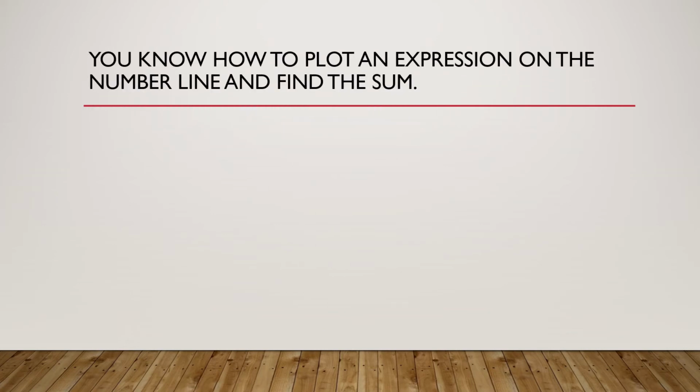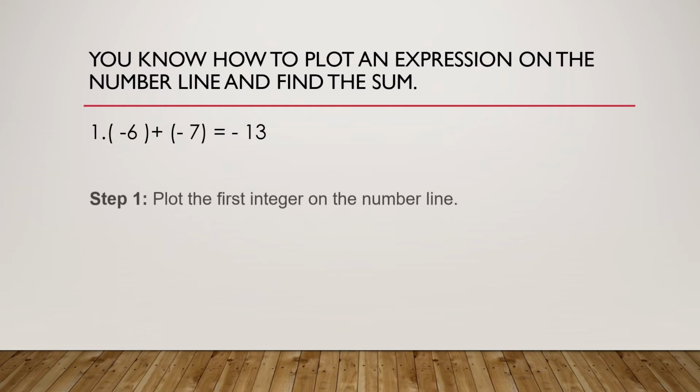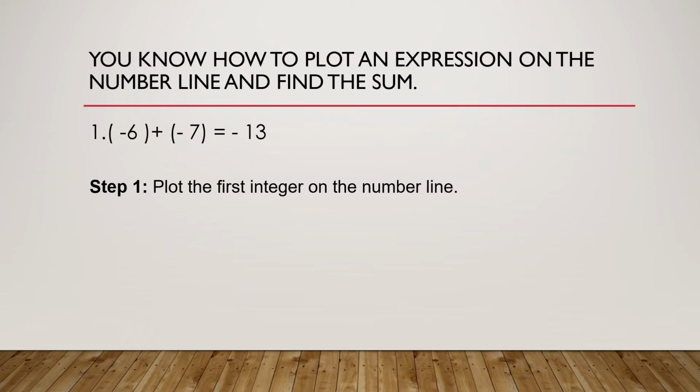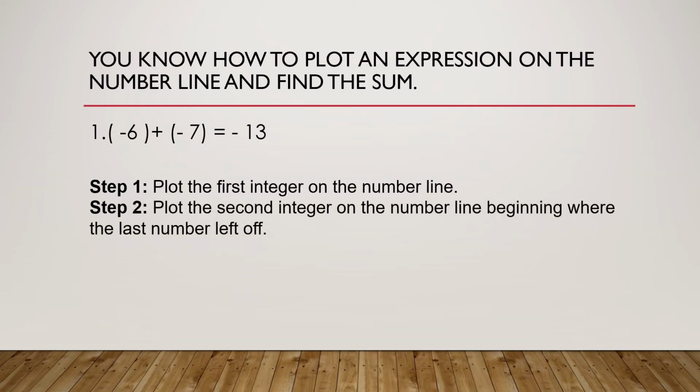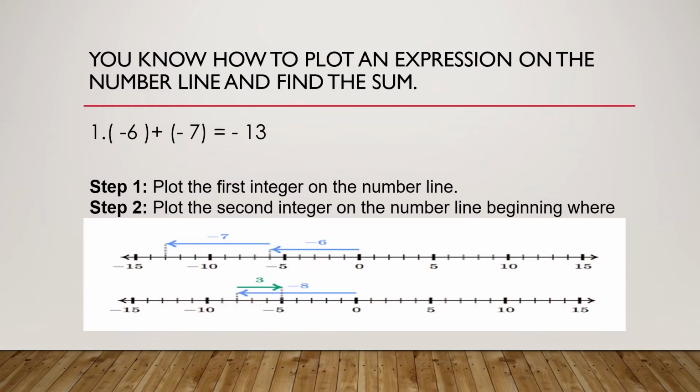Alright. You know how to plot an expression on the number line and find the sum. So we have negative 6 plus negative 7 is equal to negative 13. First, plot the first number on the number line. Second, plot the second integer on the number line, beginning where the last number left off. Okay, so let us have this.